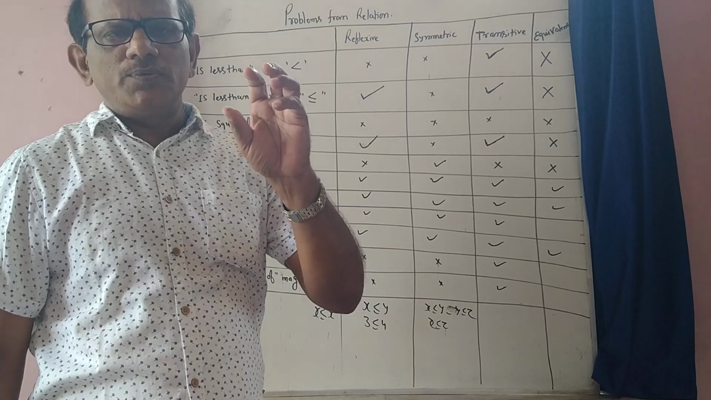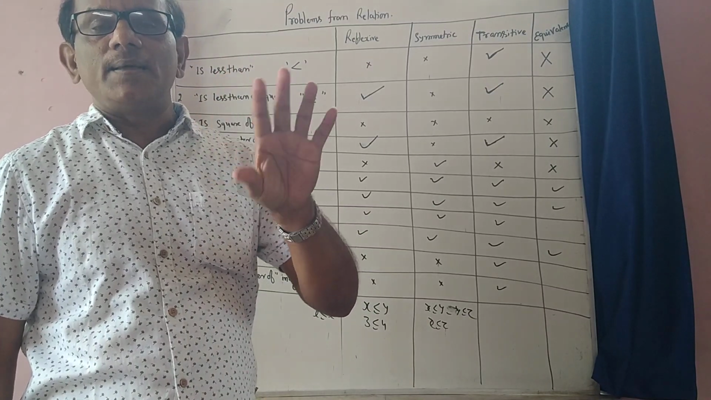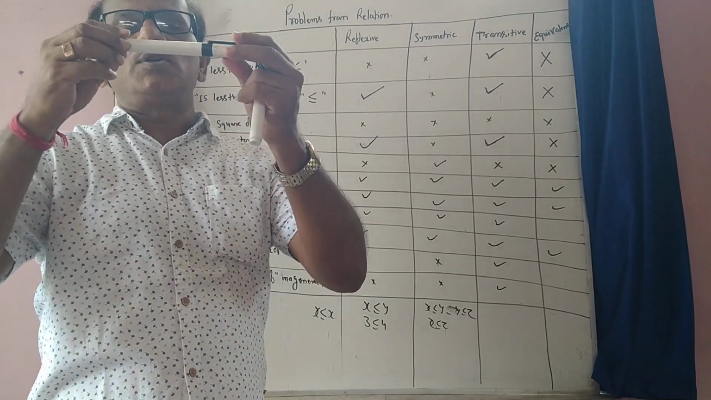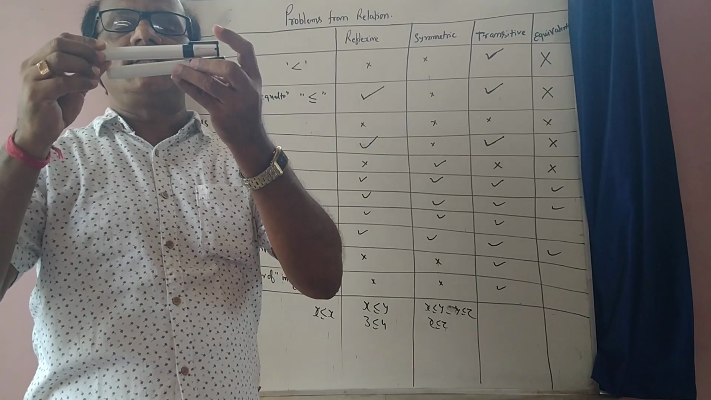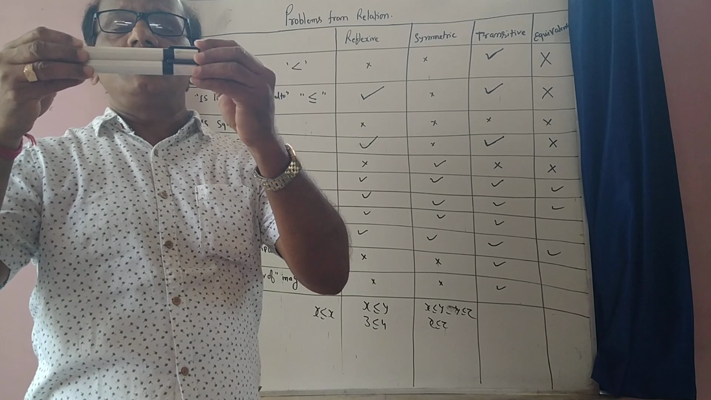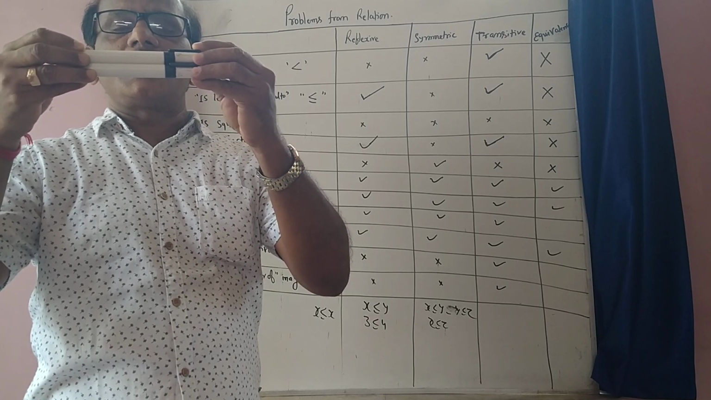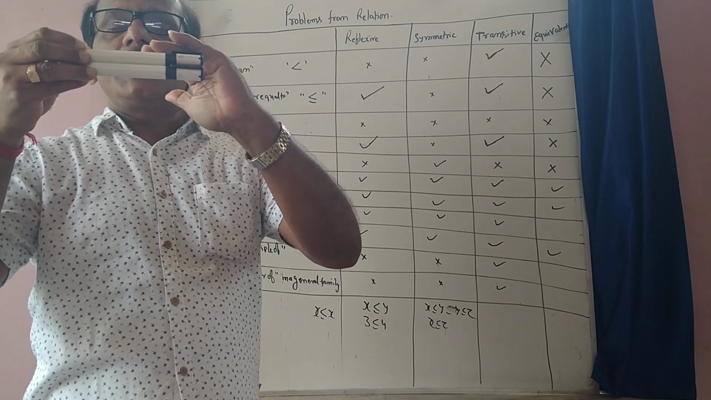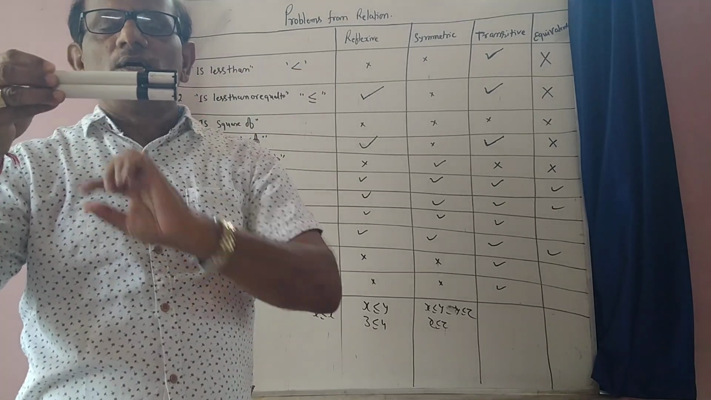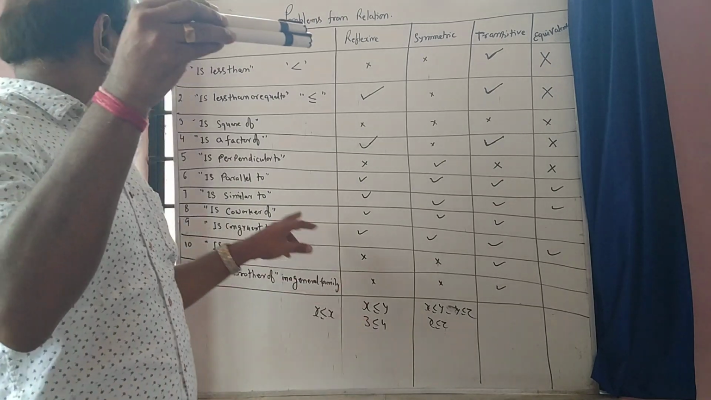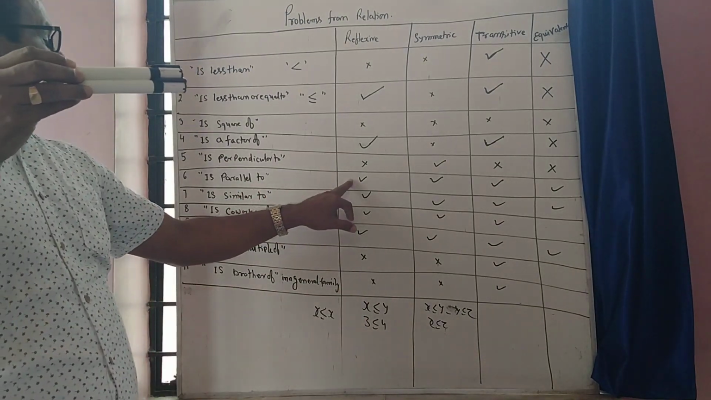The parallel to relation holds with the set of straight lines in a plane. Every line is parallel to itself. How? A line taken, another line taken, both coincide with each other. L is parallel to L, because every line has a constant distance from itself throughout, zero distance. So the parallel to relation is a reflexive relation.